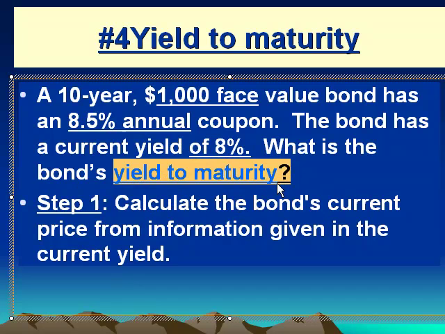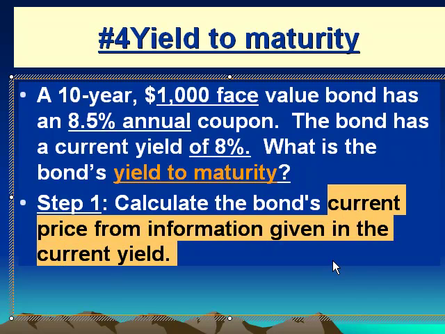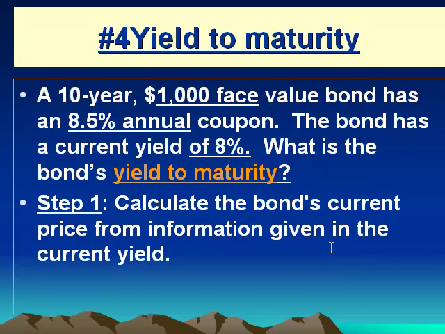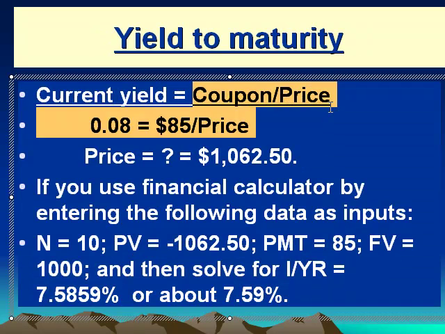We have two steps in this problem. First, you need to figure out the current price from the information given in the current yield. We know current yield equals coupon divided by the price. We know we're getting 8%, so 8% of X equals 85. If you paid $1,062.50 and you're getting 8% of that, that is $85. So current yield equals coupon payment of 85 divided by price. We're solving for price here. Solve the equation: multiply 0.08 times P.